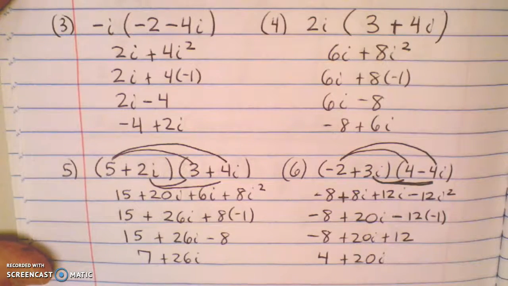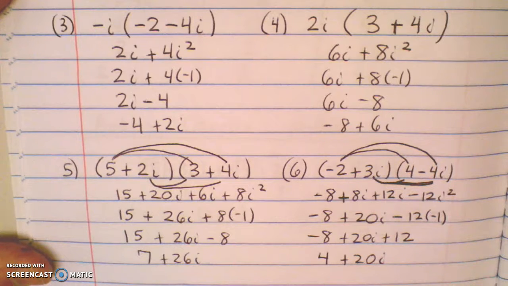So that's multiplying with complex numbers. You just have to make sure you pay attention to that i times i, which gives you i squared, which also equals -1.